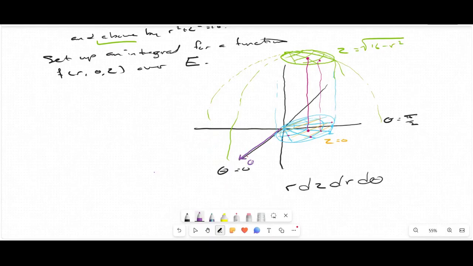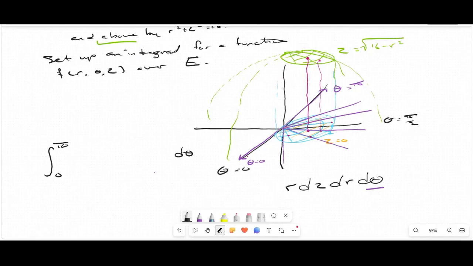I'm going to start at theta equals 0. I want to paint this picture for you. So this is my outermost integral. Theta is going to go all the way to pi. So let's write that out. 0 to pi d theta. That's my outermost integral.